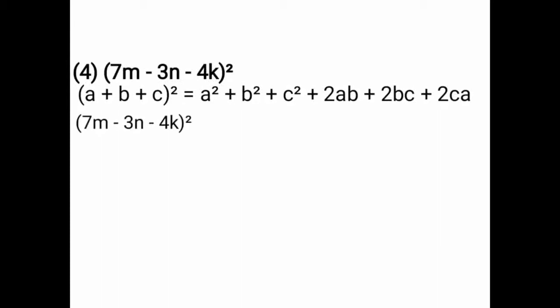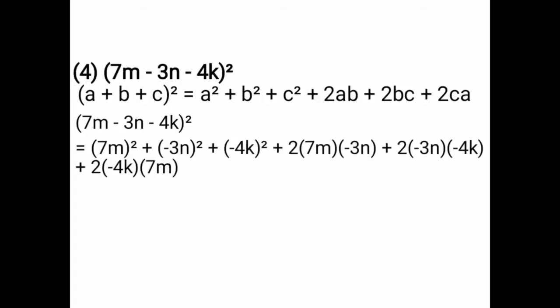(7m minus 3n minus 4k) the whole square is equal to (7m) square plus (minus 3n) square plus (minus 4k) square plus 2(7m)(minus 3n) plus 2(minus 3n)(minus 4k) plus 2(minus 4k)(7m). Now multiply this all.